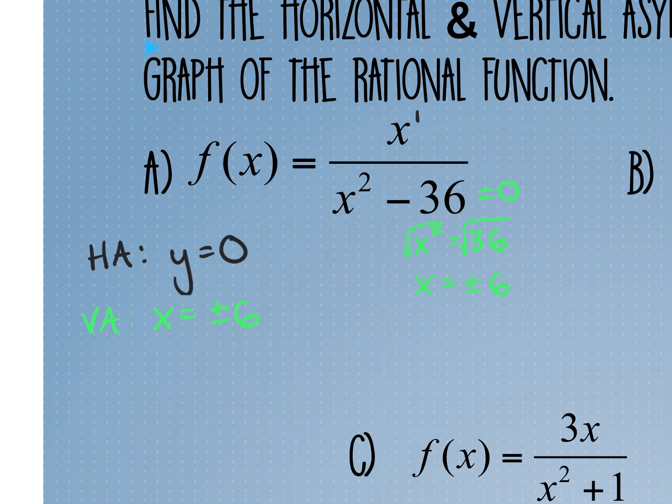I'm sure on WebAssign it'll make you put them separate. So x equals positive 6 and x equals negative 6. We've got two vertical asymptotes here. How do you get the horizontal? Horizontal asymptote, you look at the degree. So our degree of our numerator was 1 and the denominator is 2. Since the top is less, it's y equals 0.